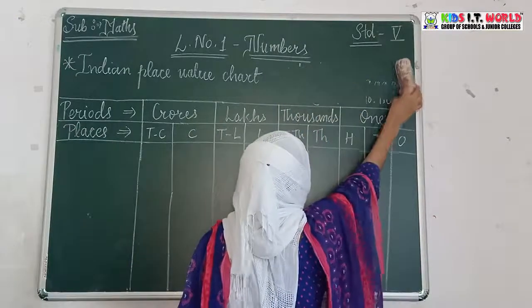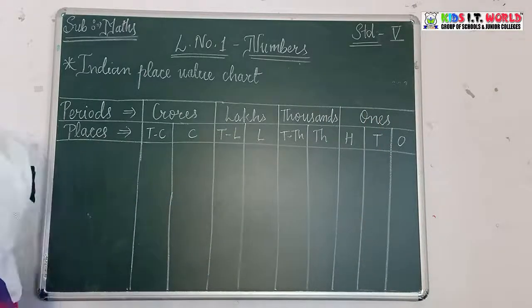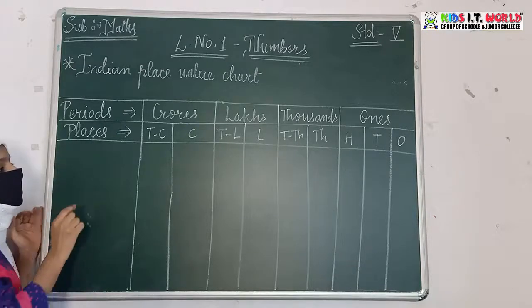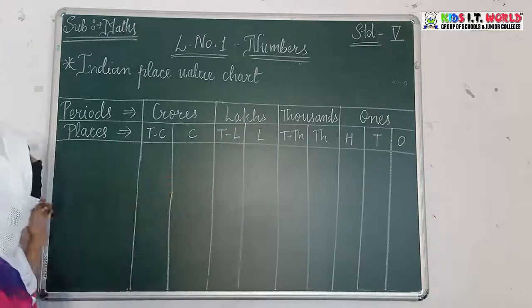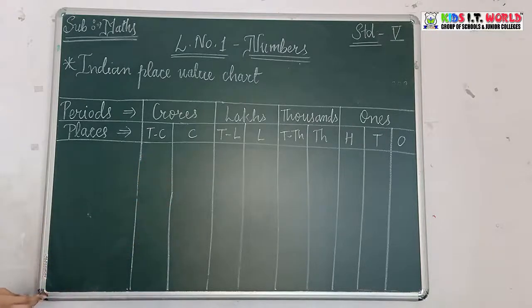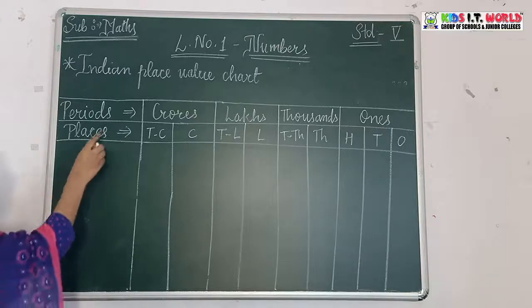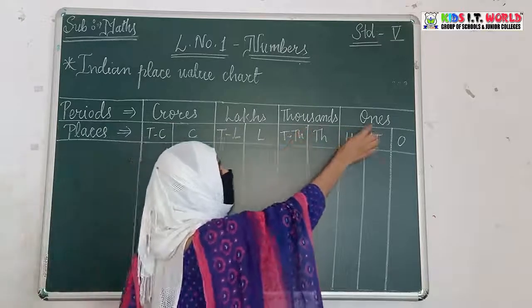For the 7-digit numbers we need to make a place value chart. Now in the 5th standard we are going to learn two charts, the Indian place value chart and the international place value chart. First we will see the Indian place value chart. In the previous year you learned till the lakhs, but this year you need to learn from the crores. Here two columns will increase. The periods are crores, lakhs, thousands and ones.